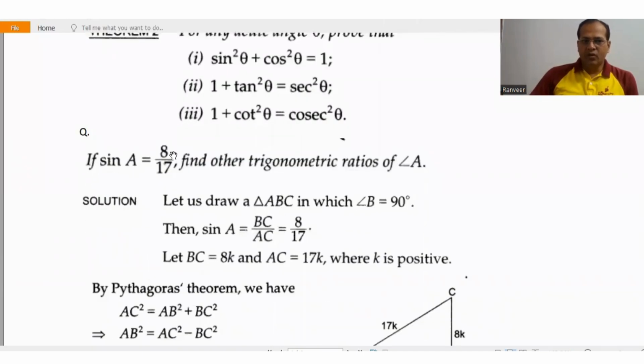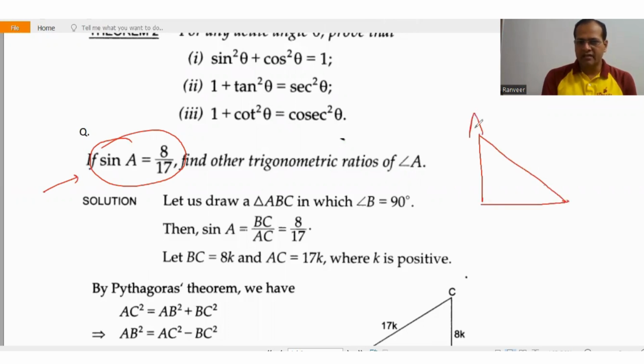If sine A equal to 8 by 17, find all other trigonometric ratios. If you understand only this one problem, then you can solve any type of problem. First of all, look at sine A. What you have to do is just draw a triangle. This is triangle ABC, and this is the angle A. This side is 8 and this is 17. So 17 square is 289 minus 64, so this value is 225. Root of 225 is equal to 15.